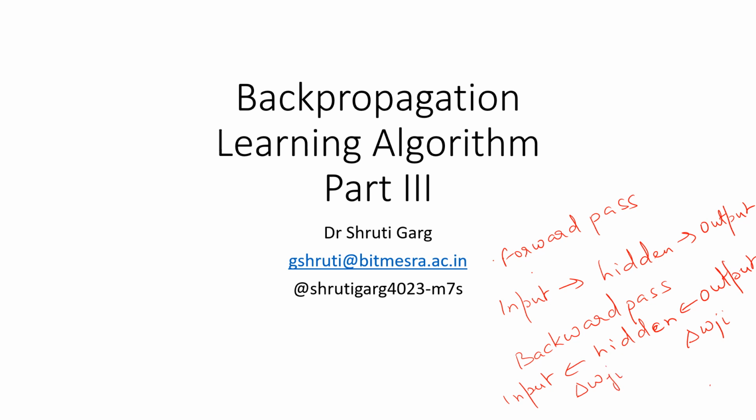So now I'll consider all my neurons at the input layer as I, all my neurons at the hidden layer as J, and all my neurons at the output layer as K. So this will become W of kj, and this is my change in weight W of ji. In this part I'm going to cover the derivation of change in weight between the hidden and input layer.